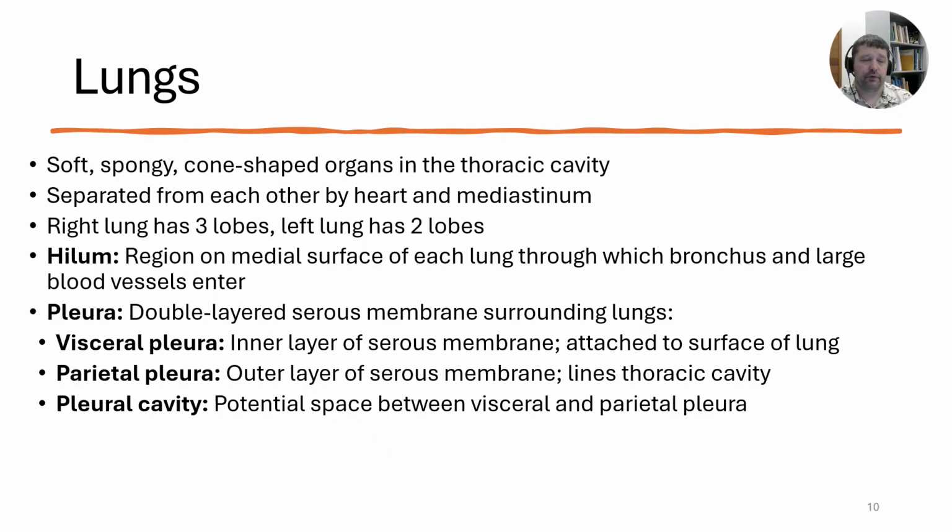fluid buildup in different regions around the heart, causing the heart to be less flexible. The same thing can happen in the pleura. The importance of the pleura is protection for the soft spongy tissue of the lungs, just like we saw with the pericardium in the heart. So very similar role between the two.